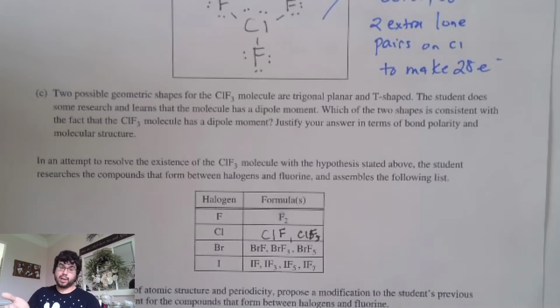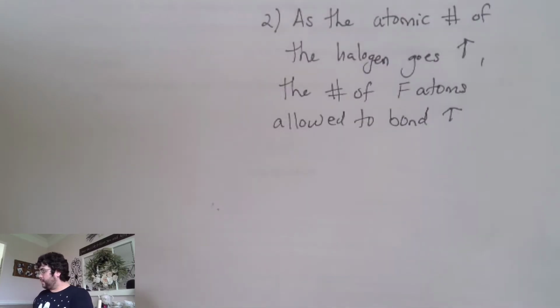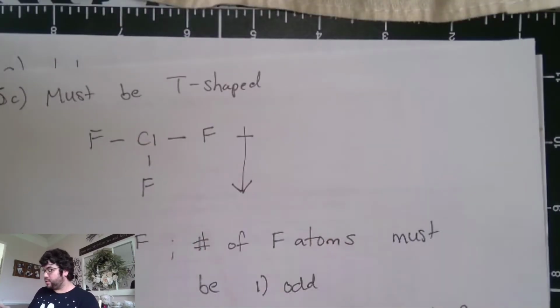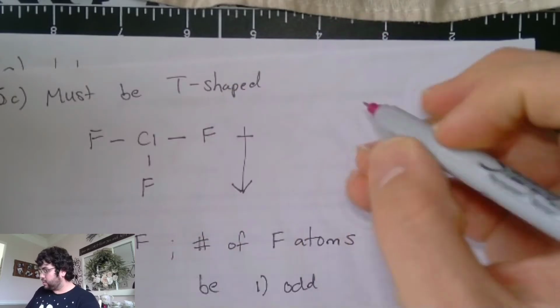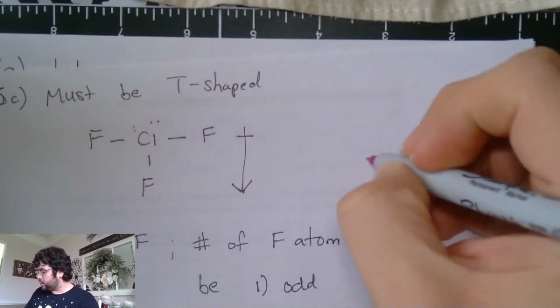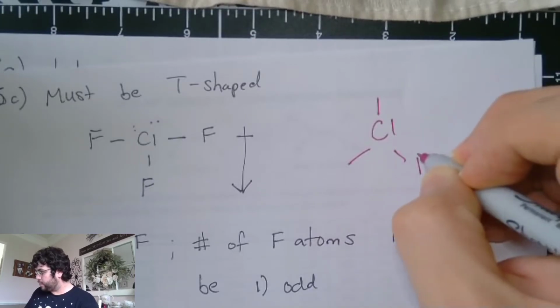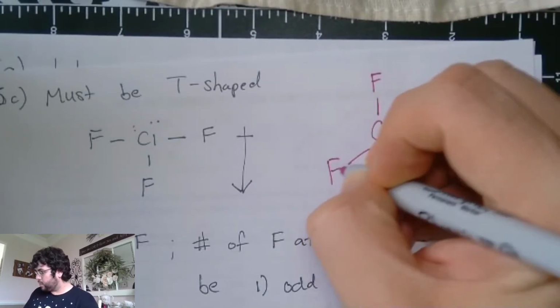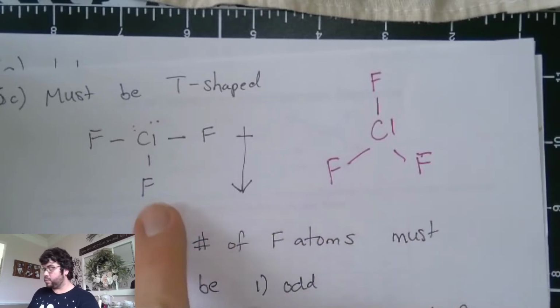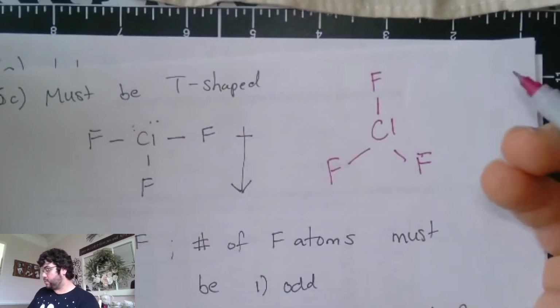So basically it's saying ClF3 is either going to be T-shaped or it's going to be trigonal planar. I'll draw it again down here. It's either going to be like this, or it's going to be this, which would be trigonal planar. So this would be T-shaped, has a T shape to it.